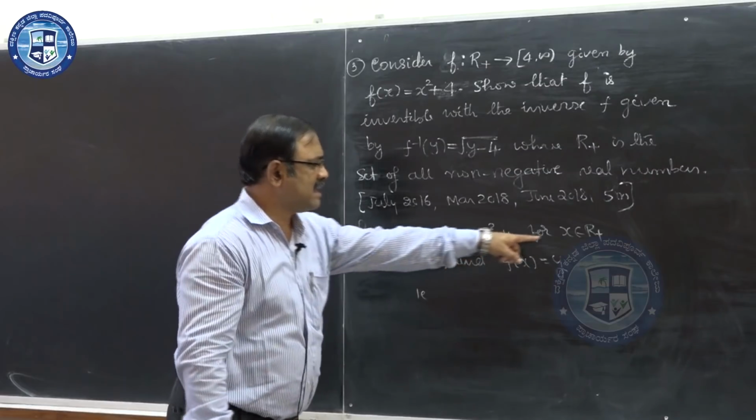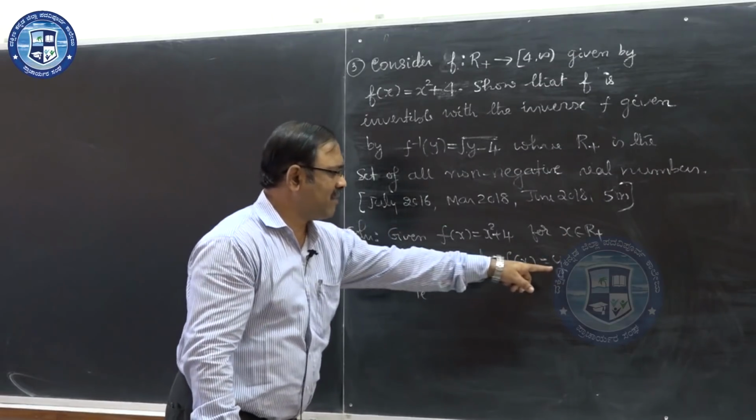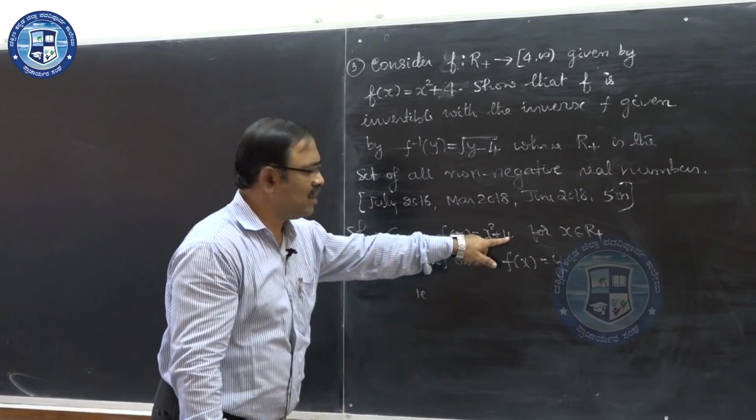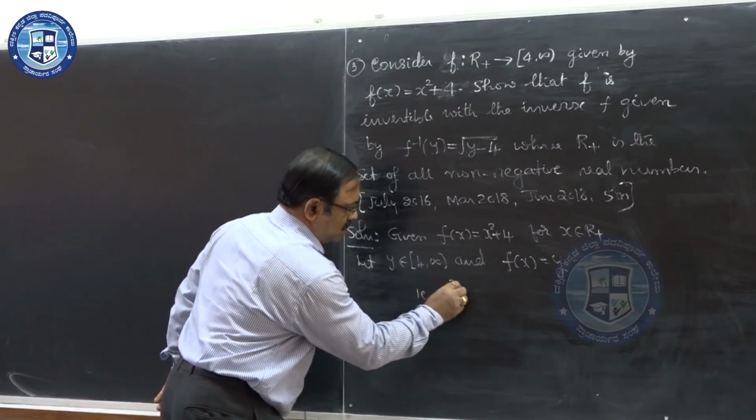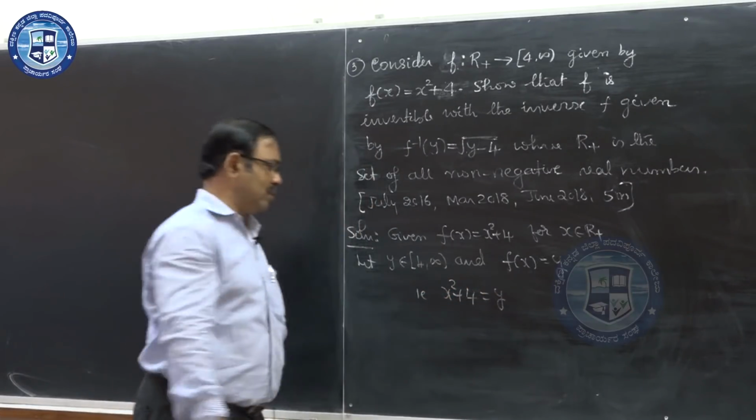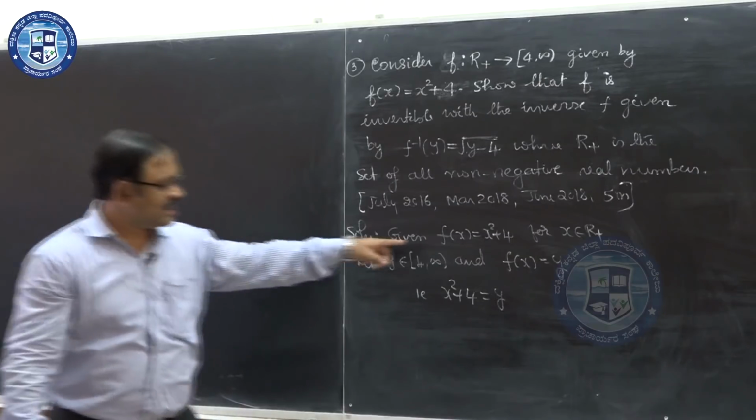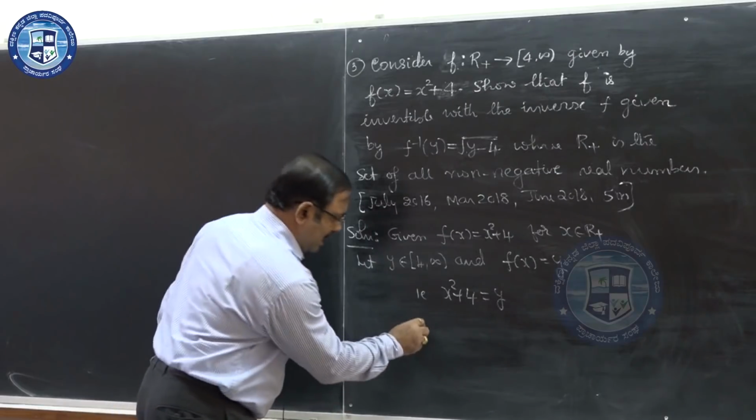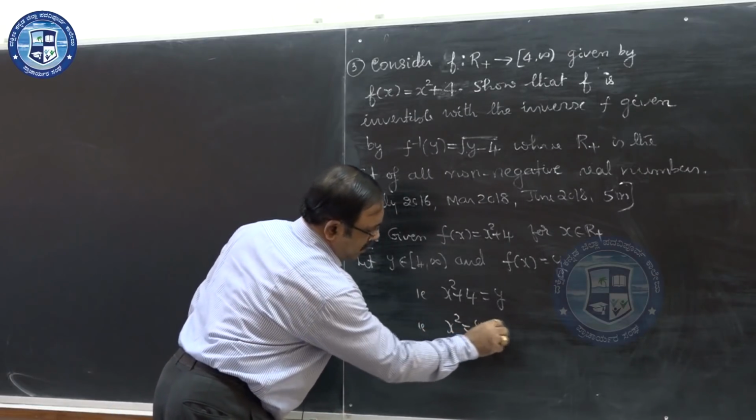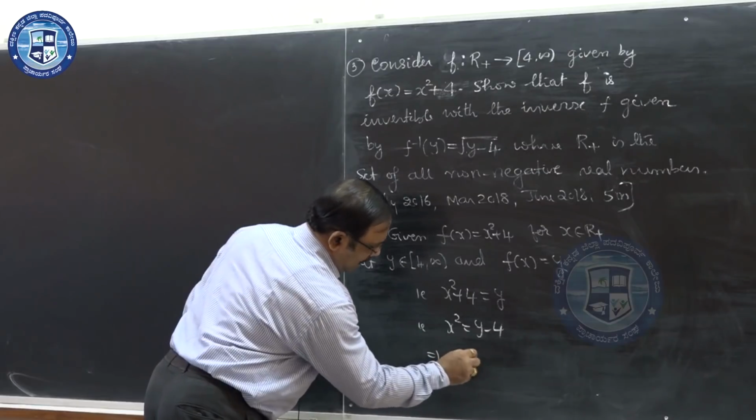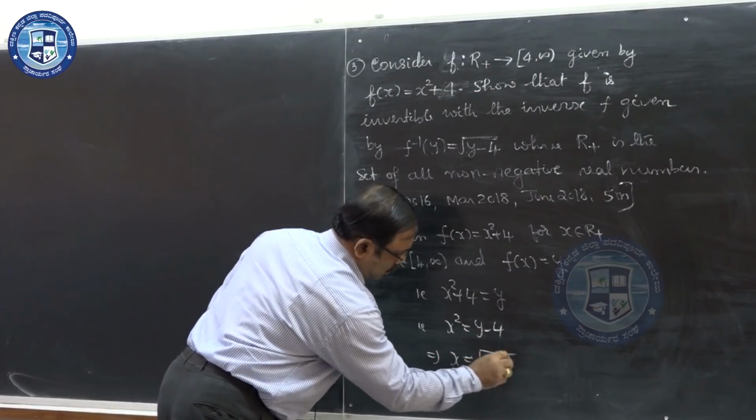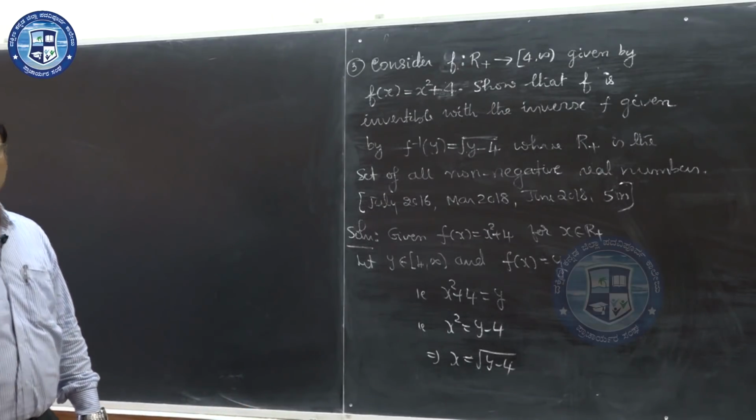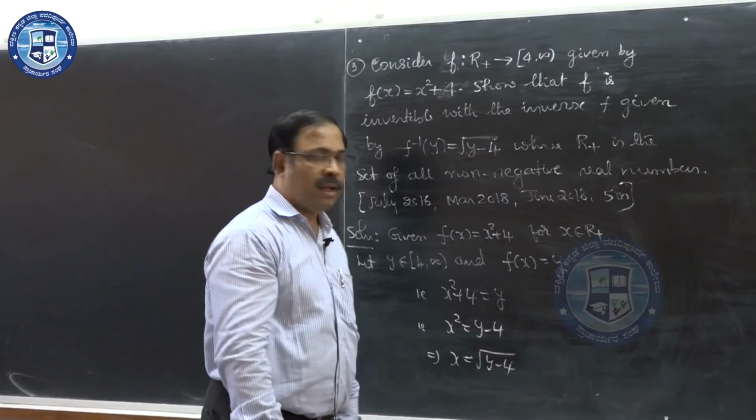Now, let us write. See, x is already in R plus. What is f of x? Y. Tell me, what is f of x? F of x is equal to x square plus 4. So, x square plus 4 is equal to y. Substitute here. Now, that is x squared is equal to y minus 4, implies x equal to root of y minus 4.